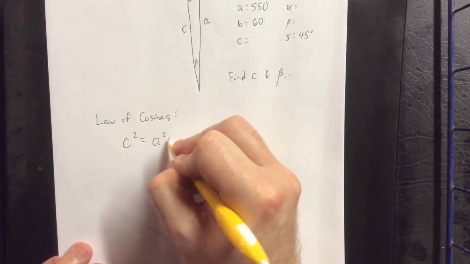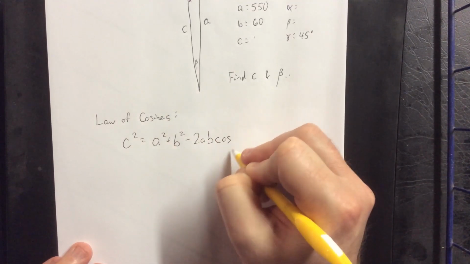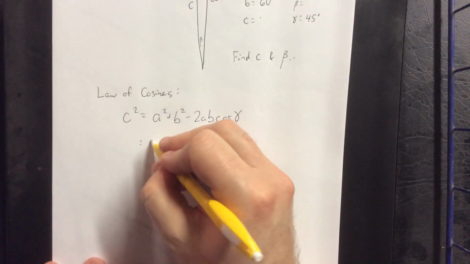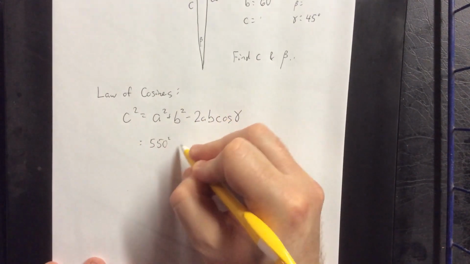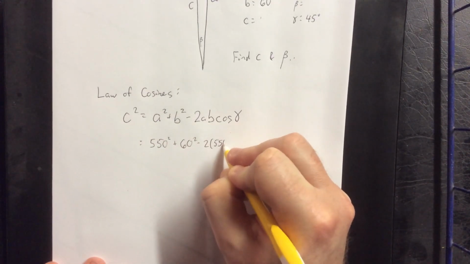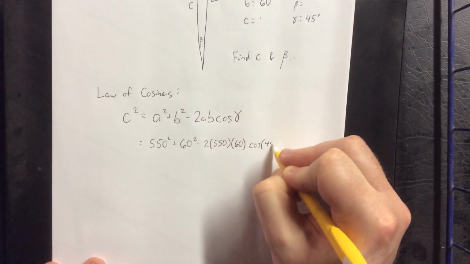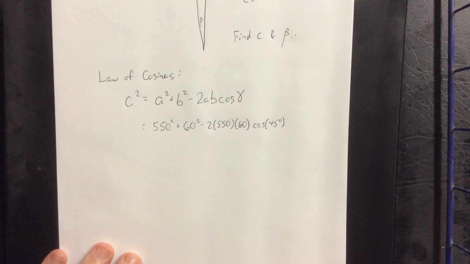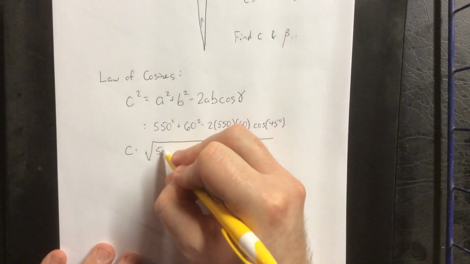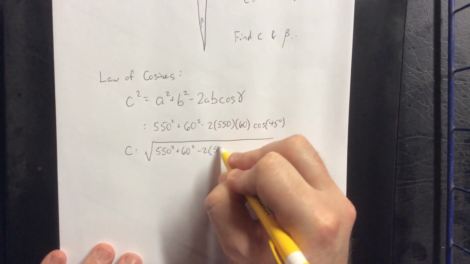So c squared is equal to a squared plus b squared minus 2ab cosine gamma. I'm going to plug in all the things that I know. So alpha is 550 squared, beta is 60 squared, minus 2 times 550 times 60 times the cosine of 45 degrees. That means that c is going to be the square root of all of this. That seems like the kind of thing that I want to just plug directly into the calculator without even messing with it.